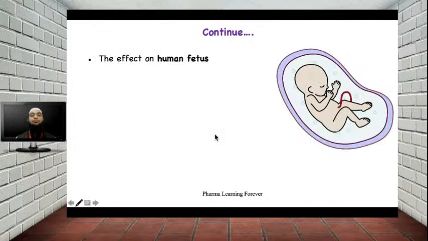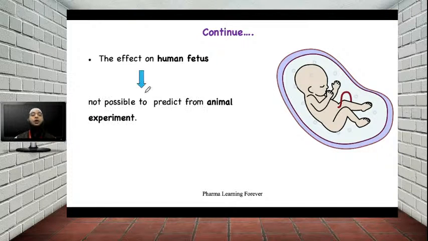The second thing is the effect on the fetus. Whenever you are giving medicine to the mother, you must also consider the effect on the human fetus. Most of the time, the effect on the human fetus is not possible to predict from animal experiments, because in case of pregnancy it is not ethically allowed to conduct clinical trials. So there is a limitation that you need to study the drug on animals. That is the only option, because you cannot conduct clinical trials on pregnant women.